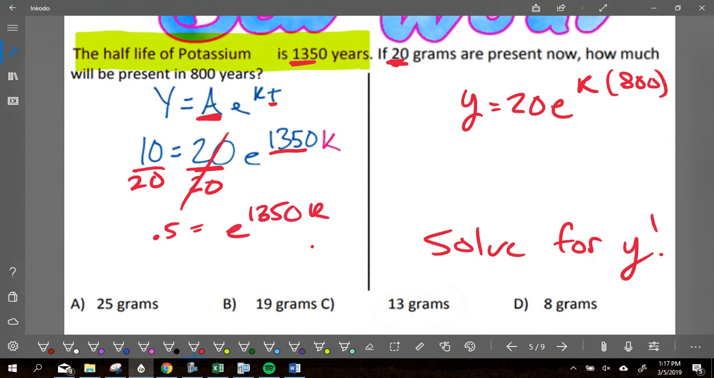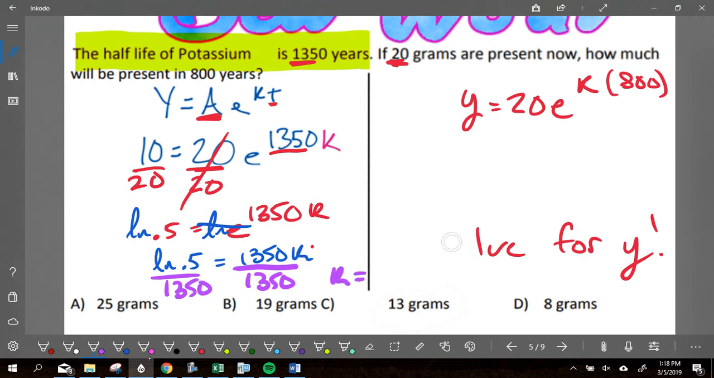1350k. I'm trying to get k by itself. I need to get rid of something else. What else can I get rid of? e. Drew, how am I going to get rid of e? ln, the opposite of e is the natural log, so I'm going to take the natural log of both sides. Those things are going to cancel. Natural log of 0.5 is equal to 1,350k. I want to get k by itself, so the last thing I'm going to do is divide by 1,350.